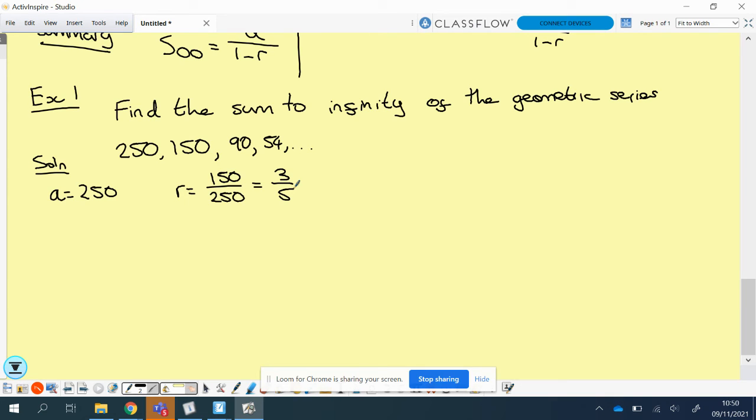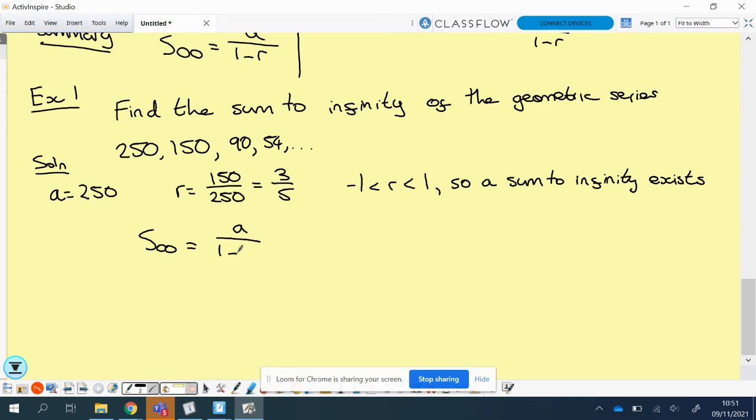Therefore, and this is what you need to write down, since r is between -1 and 1, a sum to infinity exists. Therefore, to work it out, the sum to infinity, I've got a new rule, which is a over 1 minus r.